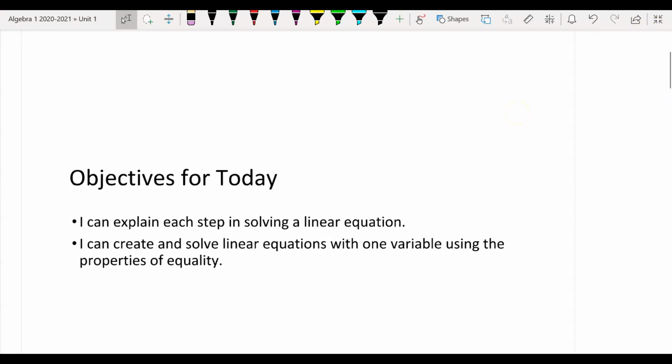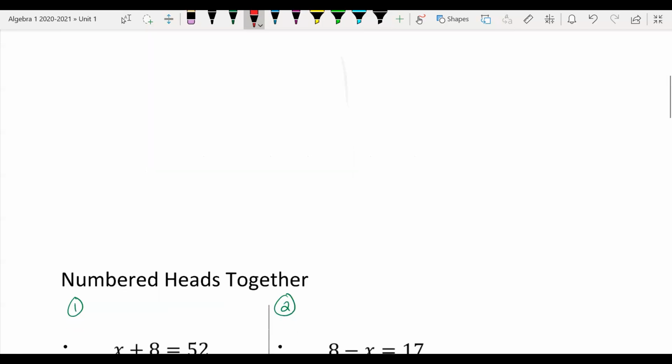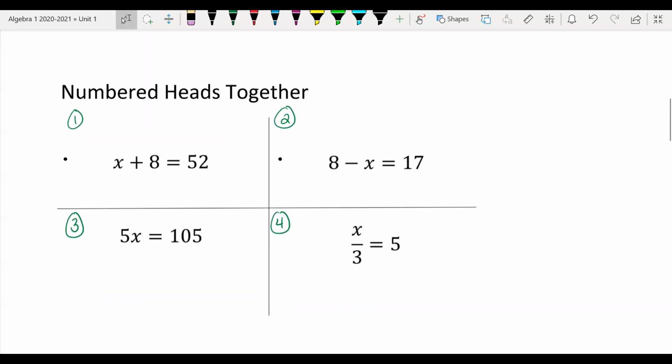So today, by the end of this, you should be able to explain each step in solving a linear equation and create and solve linear equations with one variable using the properties of equality. So here are some examples of linear equations. The first one is x plus 8 equals 52.